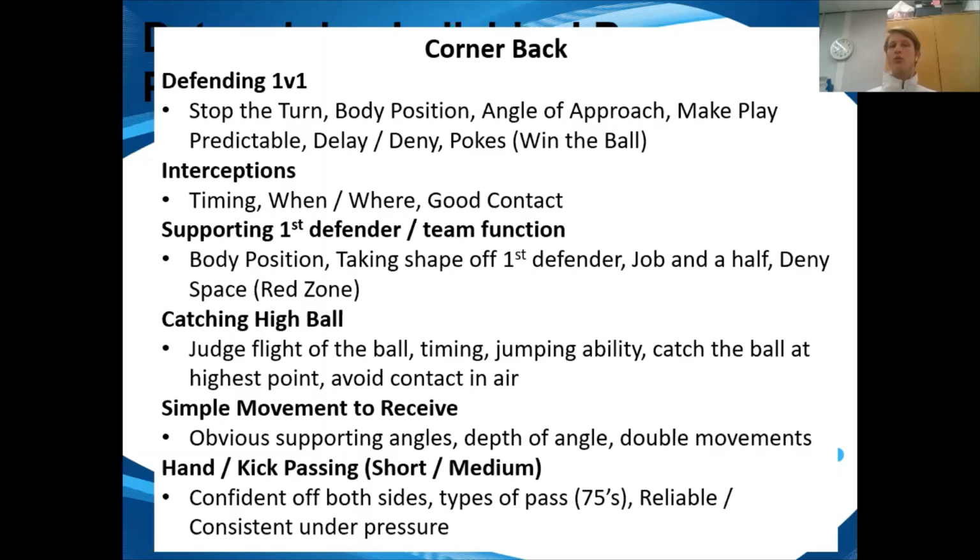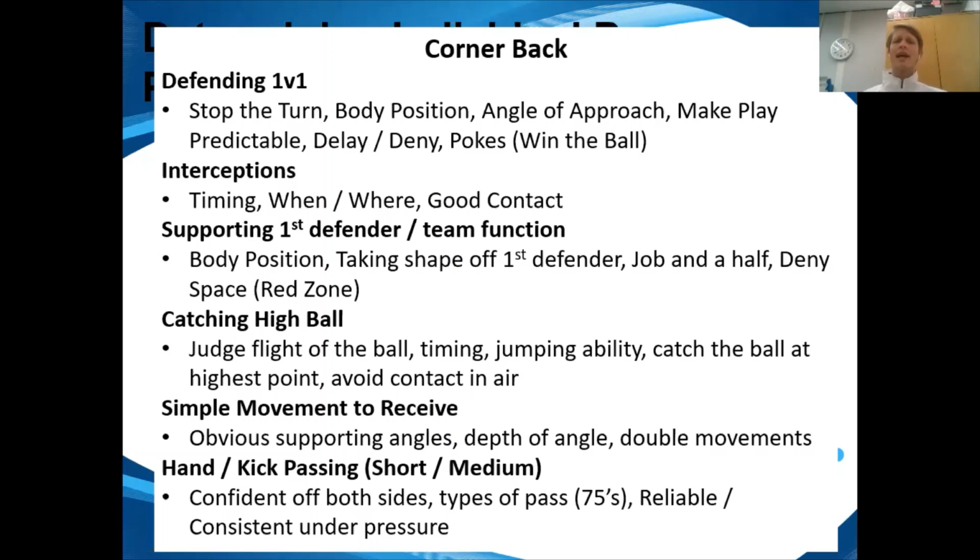Then I've got simple movement to receive. So we start to look at in possession, especially on kickouts, creating obvious supporting angles, but also when the ball's being recycled, or what we call playing around the arc, obvious supporting angles to receive the ball, good depth of angle, and double movements. We probably don't need to talk about 7-to-1 movements, which we talk about higher up the pitch, but we're talking about double movements. So the ability to lose a man and to be able to receive the ball with adequate time and space to be able to play out.